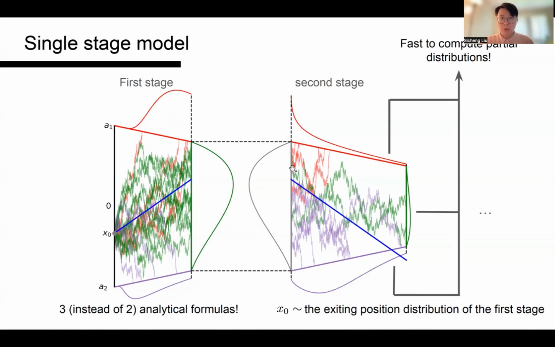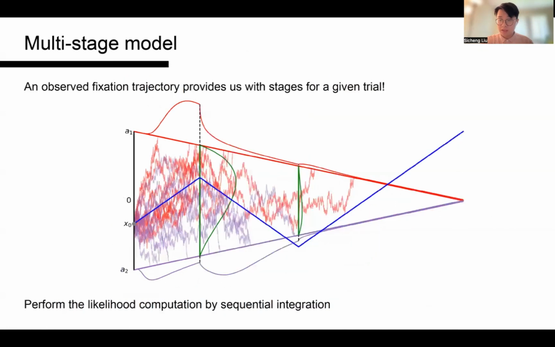But if you have at least one saccade time, so at least a second stage, you can use the exit position distribution from the first stage as the initial starting point distribution for the second stage. Then all the likelihoods, for the upper boundary, lower boundary, and also the vertical boundary, can be obtained by taking the expectation of the same formulas with respect to this initial point distribution, which is inherited from the first stage. With this idea, we can stitch any number of stages together and calculate the first passage time likelihood by a sequential integration, as the stages for a given trial are provided by the observed fixation trajectory.